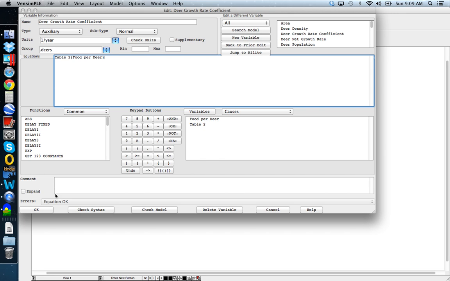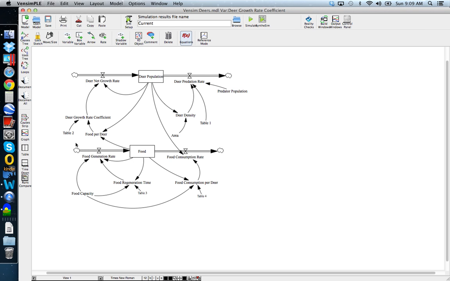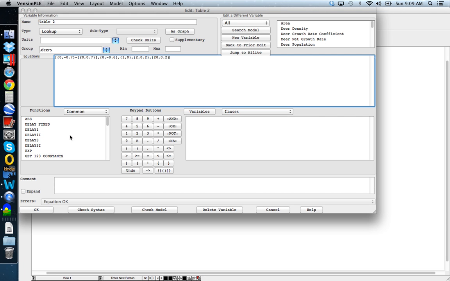Okay, and now I want to show you what this table looks like. And this is the format that we discussed before. And I'll show you something I didn't show you last time. I think that might have been originating the confusion, but this is essentially what we call a lookup type variable. The interface of VENSIM allows you to put it in this way, but this is actually not the best way to put it in.